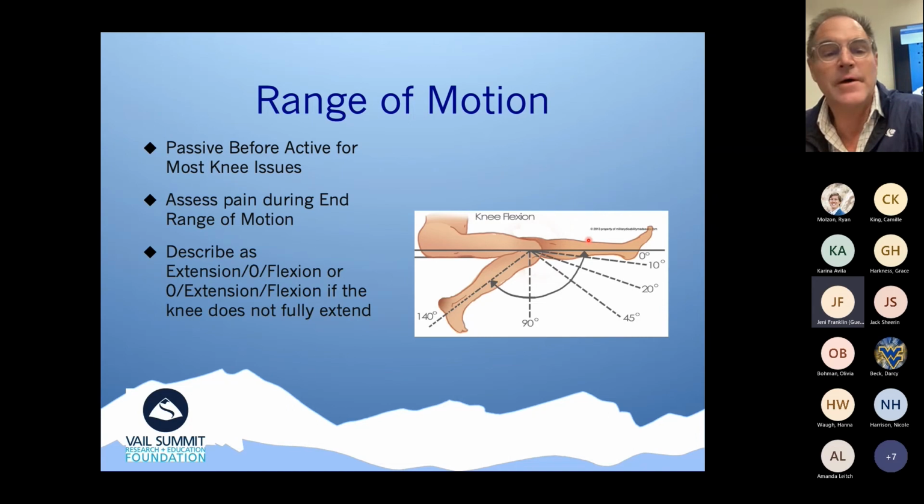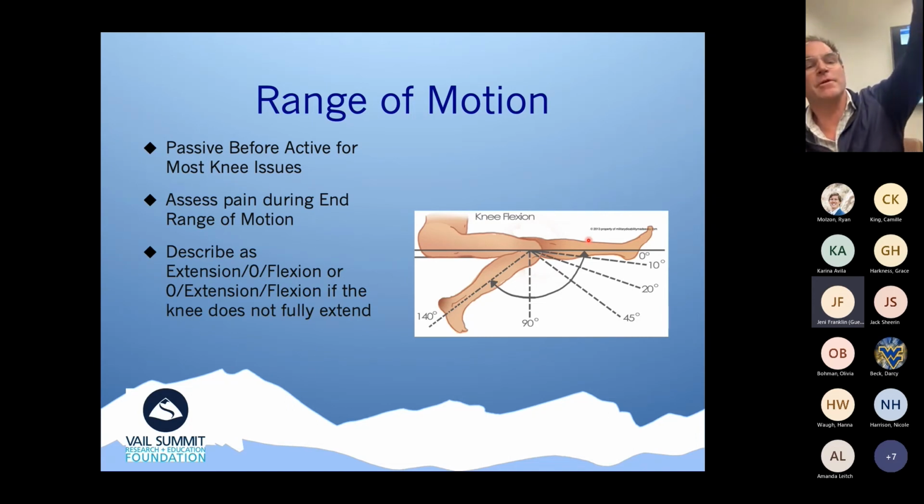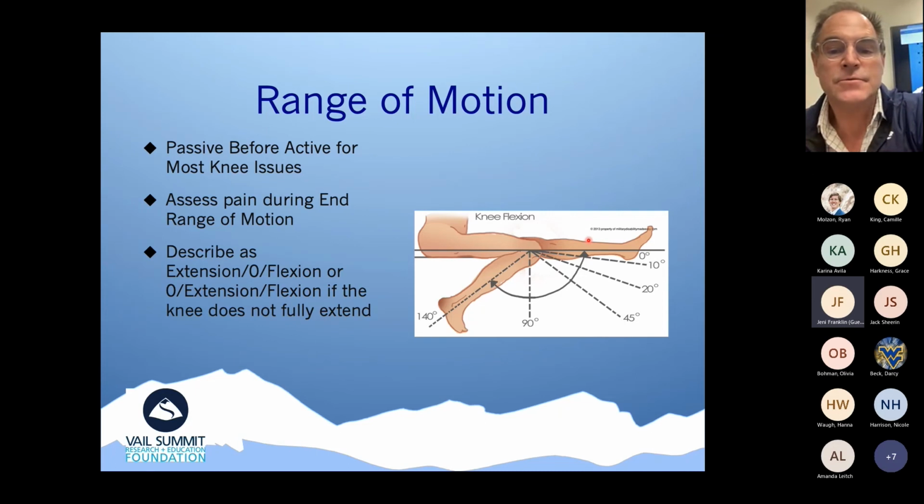So in the shoulder, I'll have them go actively, and they might get it to 140, but I want to know, is it stuck there, or can I get it further? So there are reasons behind the madness on that. So you want to assess the pain during the end range of motion on these, and then how do we describe these range of motions?